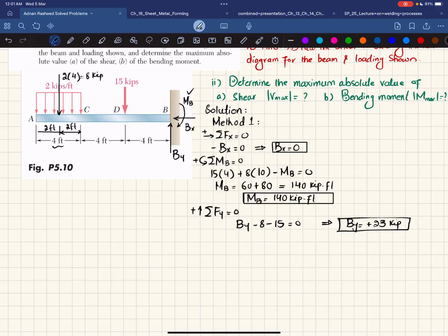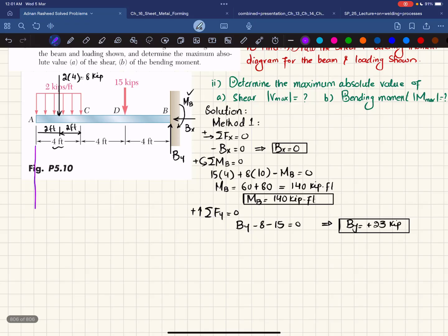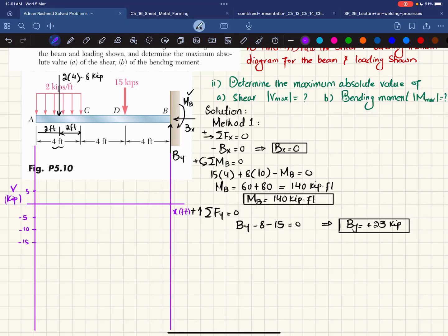Now that we have all the reaction forces, we will find the shear force and bending moment diagrams. For that I draw a vertical line from the end of this beam. The first thing we find is the shear force diagram, so I draw a horizontal line to show length in feet. On the y-axis you have shear force in kips. Let's take one division equal to 5 kips, so it will be minus 5, minus 10, minus 15, minus 20, and minus 25.